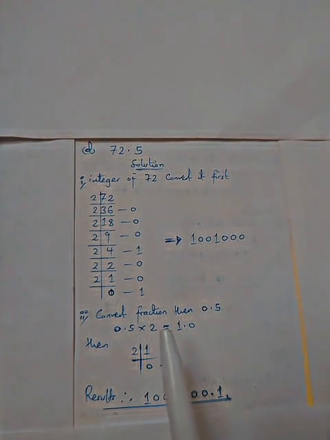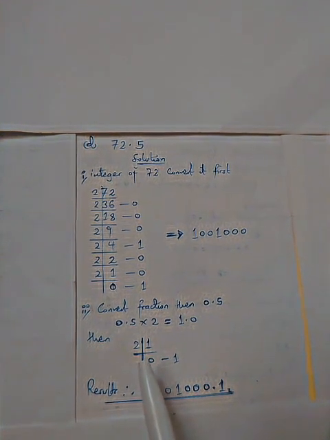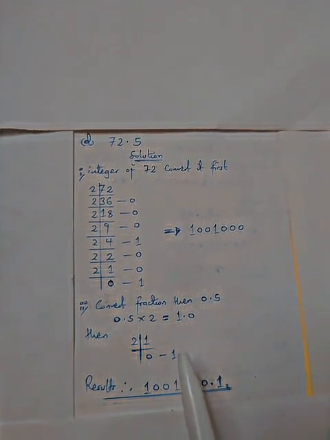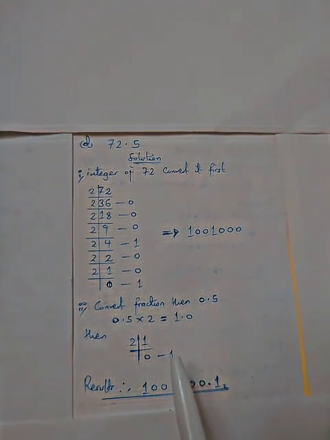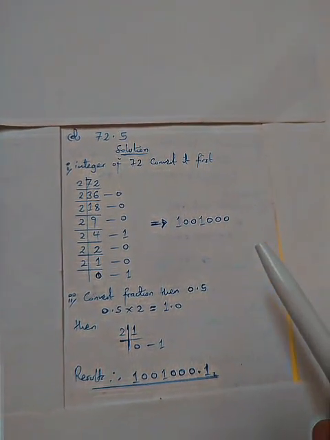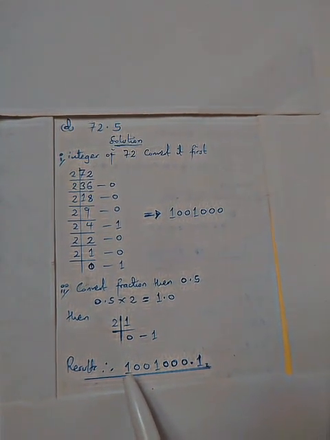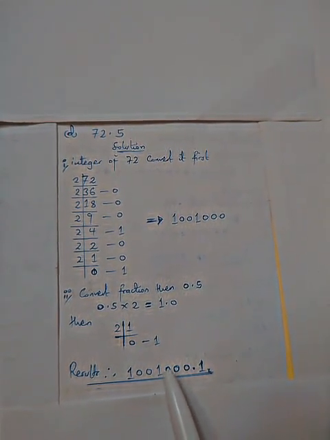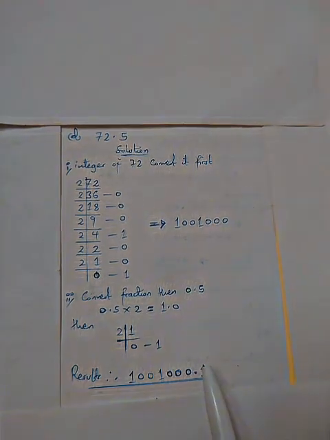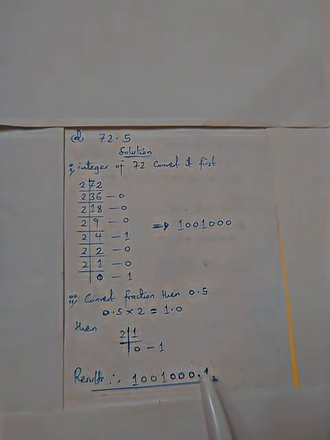0.5 times 2 is equal to 1.0, so the remainder is 1. Therefore, this remainder we add to the integer part of 72, and the resulting answer will be 1001000.1. This is the binary number of 72.5.